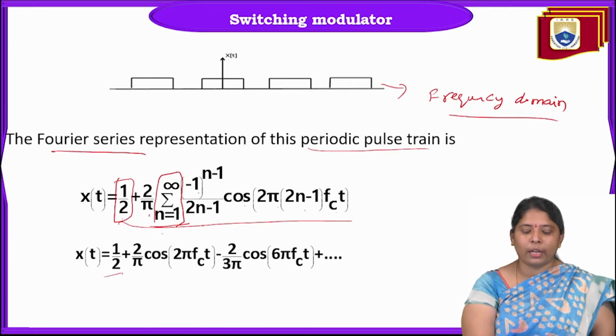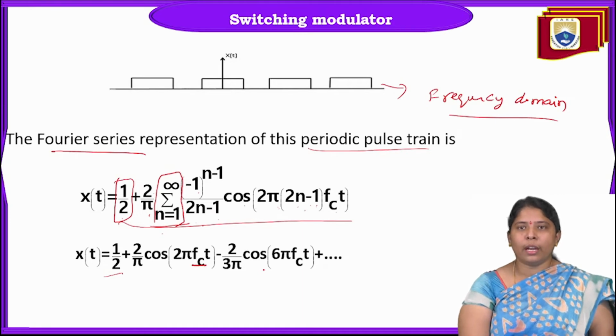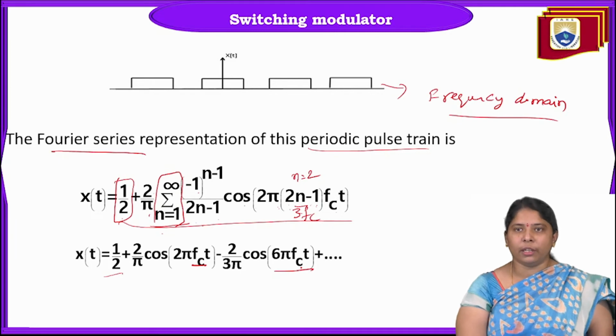Suppose n equal to 1. If we expand this term, minus 1 power 0 by 2 minus 1 is 1, cos 2 pi into 2n minus 1. 2 minus 1 means Fc. So n equal to 1, we are going to get the Fc term. n equal to 2 means we get 2n minus 1, that is 2 into 2 minus 1, that is 4 minus 1, 3 Fc frequency. We are going to get the 6 pi Fct term.